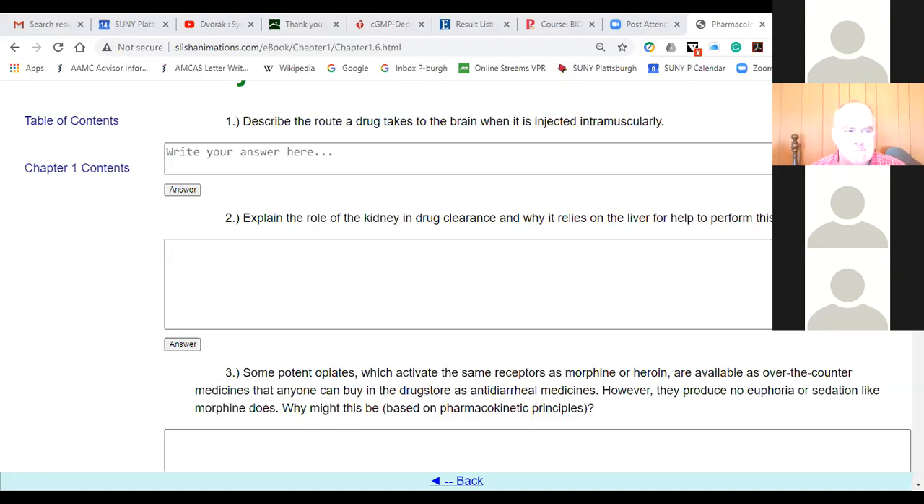I was just saying it depends if the drug is polar or non-polar, like you were saying earlier. But what about polar drugs? Polar drugs will either... Didn't you say that they would get used in urea? Right. So when the question says explain the role of the kidney in drug clearance, it's getting rid of polar toxins, basically. That's the role of the kidneys. And why does it rely on the liver?